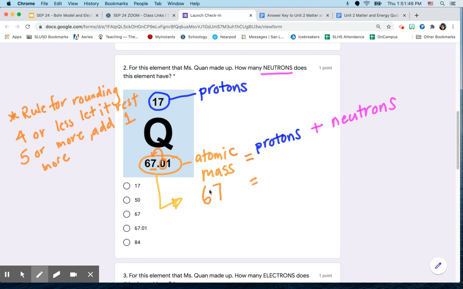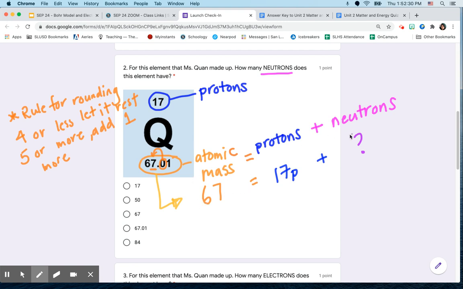Okay. So here, I know that my atomic mass is made up of two numbers, protons plus neutrons. And in the last question, I mentioned that protons was 17 because it's our top number. So I also know part of this is 17 protons. And I know that 17 plus however many neutrons I have will make up my atomic mass. So I need to think to myself, what plus 17 equals 67?